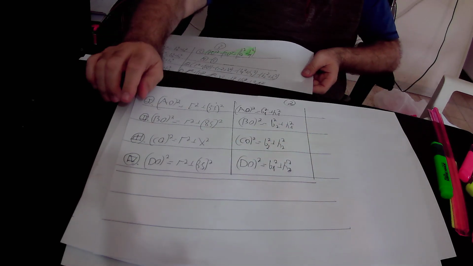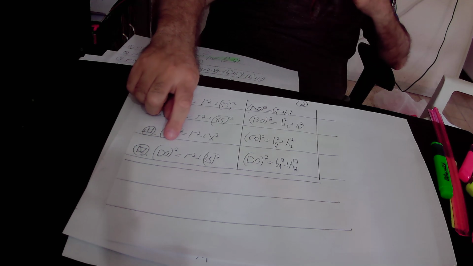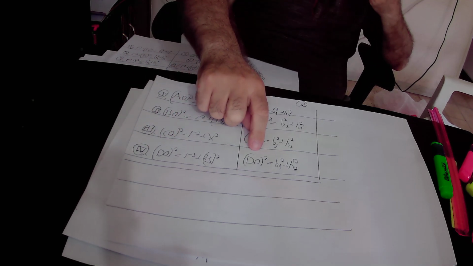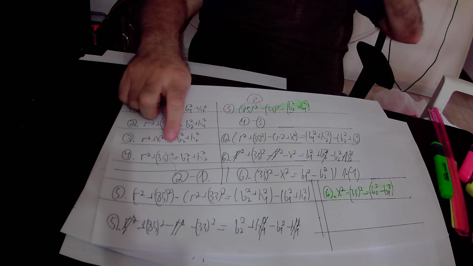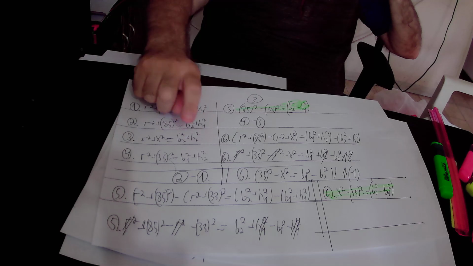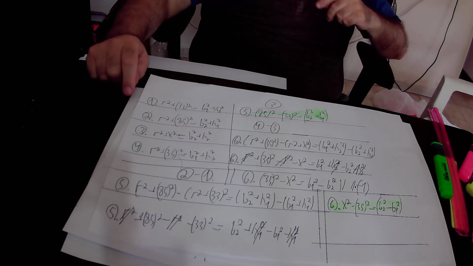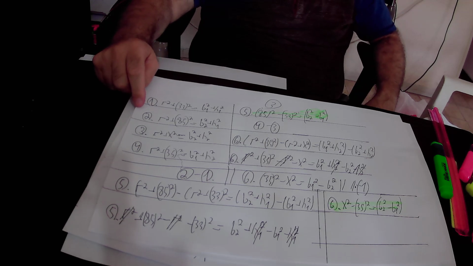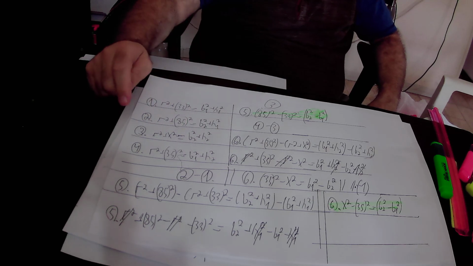Finally, we created equation number 4, that says that DO square according to equation number 1 must be equal to DO square according to equation number 2. That is to say, R square plus 35 square equals B1 square plus H2 square. So we have here 4 new equations. Then we subtracted equation number 1 from equation number 2. That is to say, 2 minus 1.